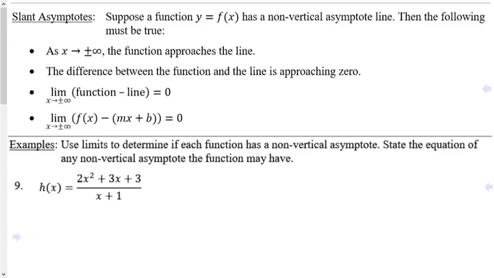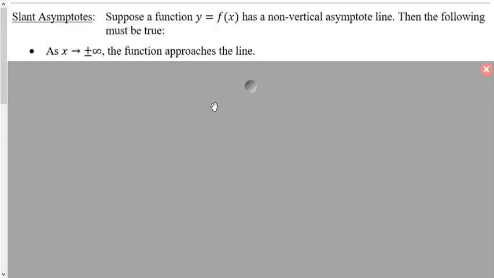So here, just to help us focus, let me put this screen in place. A slant asymptote: suppose some function y equals f of x has a non-vertical asymptote line, and also not horizontal. Then the following must be true. Actually, non-vertical. No, let me restate that. This process will give me horizontal or oblique asymptotes, not vertical asymptotes. So what we're going to discover is as x approaches positive or negative infinity, our function will approach a line.